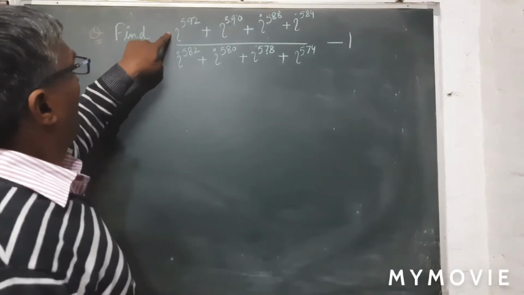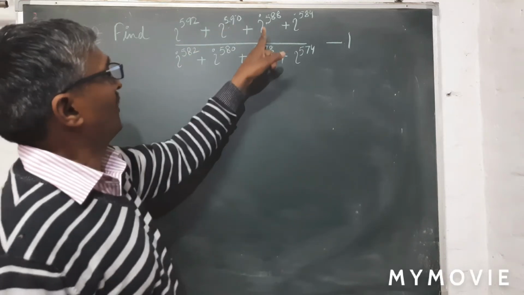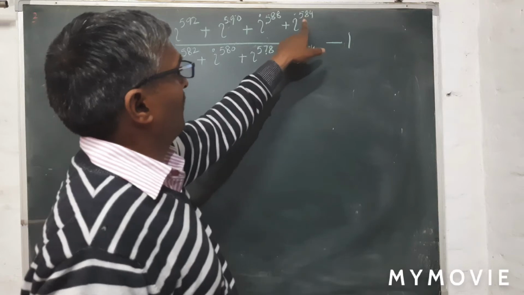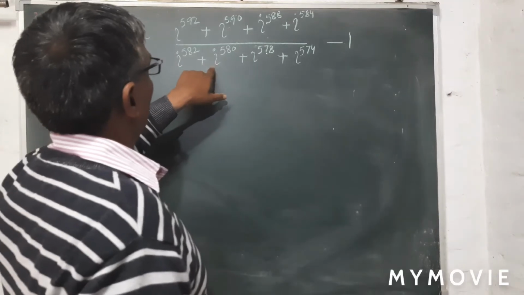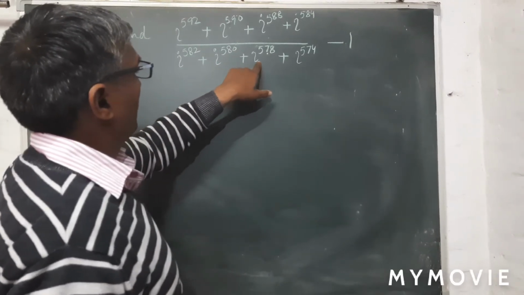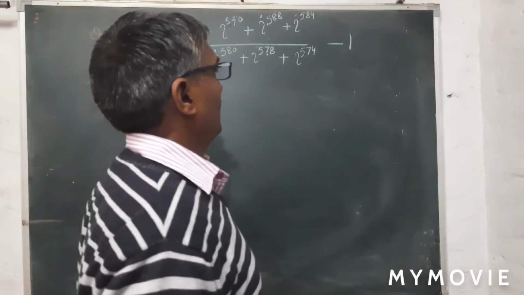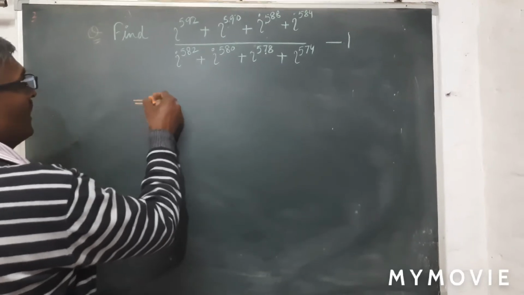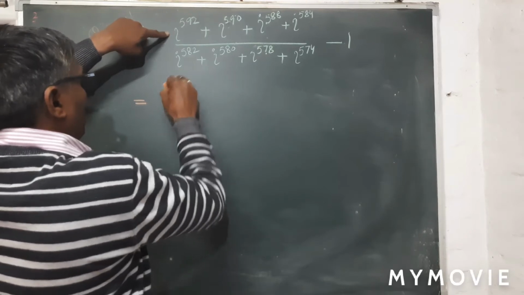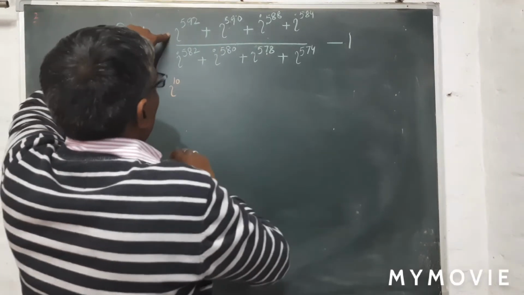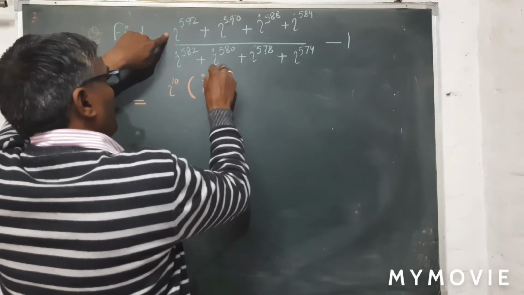Find iota to power 592 plus iota to power 590 plus iota to power 588 plus iota to power 584 upon iota to power 582 plus iota to power 580 plus iota to power 578 plus iota to power 574. Let us solve it. If we take iota to power 10 common from all of them in the numerator, what is left inside?